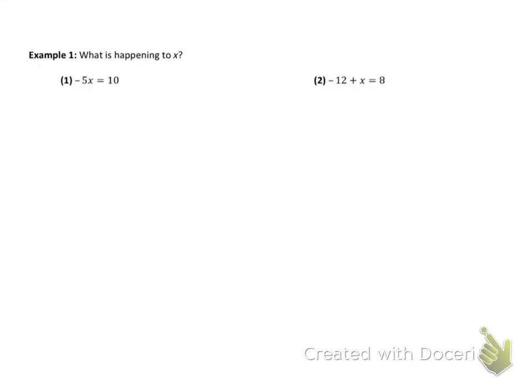Hey everyone, so today we are going to look at solving one-step equations. Before we do that though, we have to figure out what's happening to our variable. Before we can get the variable alone, we need to figure out what's going on. So you'll notice here, negative 5x equals 10. What's negative 5 doing to x? Well, x is being multiplied by that negative 5.